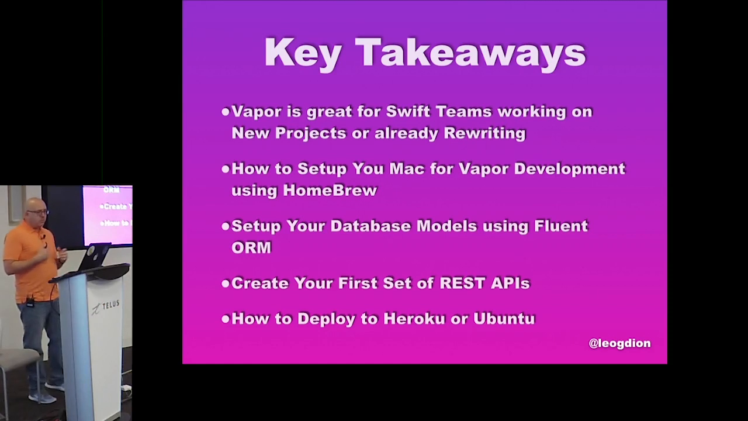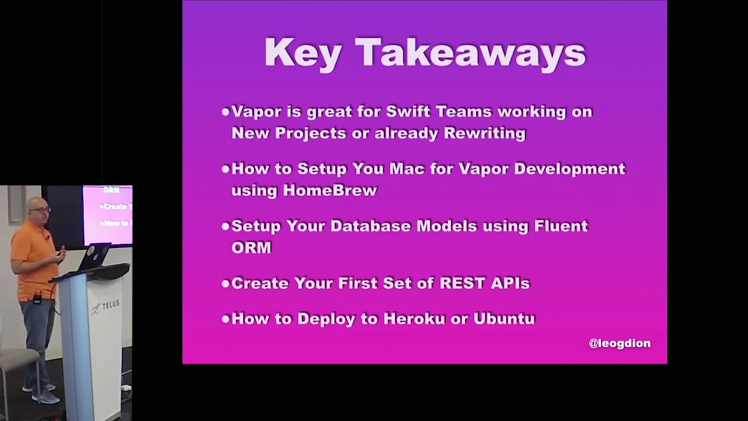So we've talked about how to set up your Mac. Pretty easy. Just install it from Homebrew, and you're good to go. You run the run scheme or target in Xcode, and you have a server application running within Xcode. We talked about setting up a database with models using Fluent ORM and being able to do more complex stuff like relationships, one-to-many relationships in the case that we did.